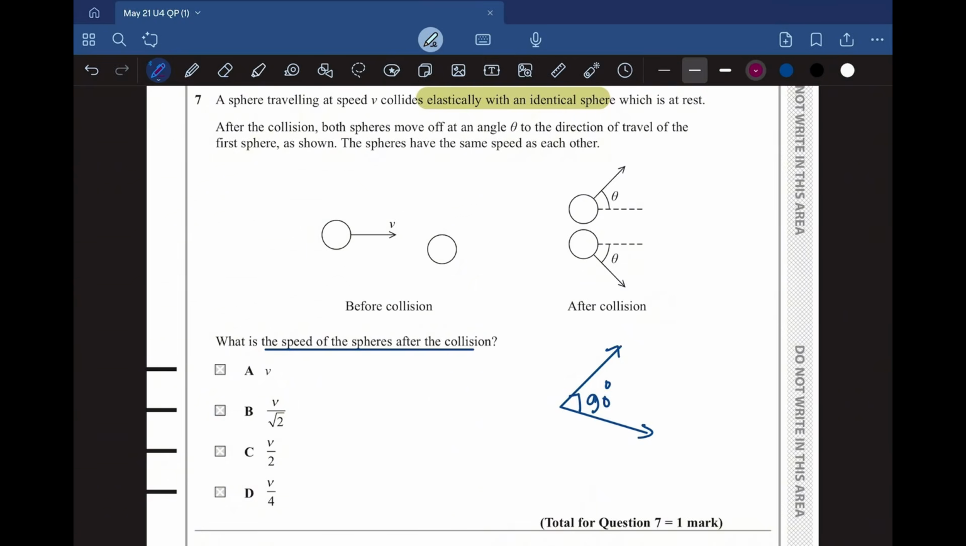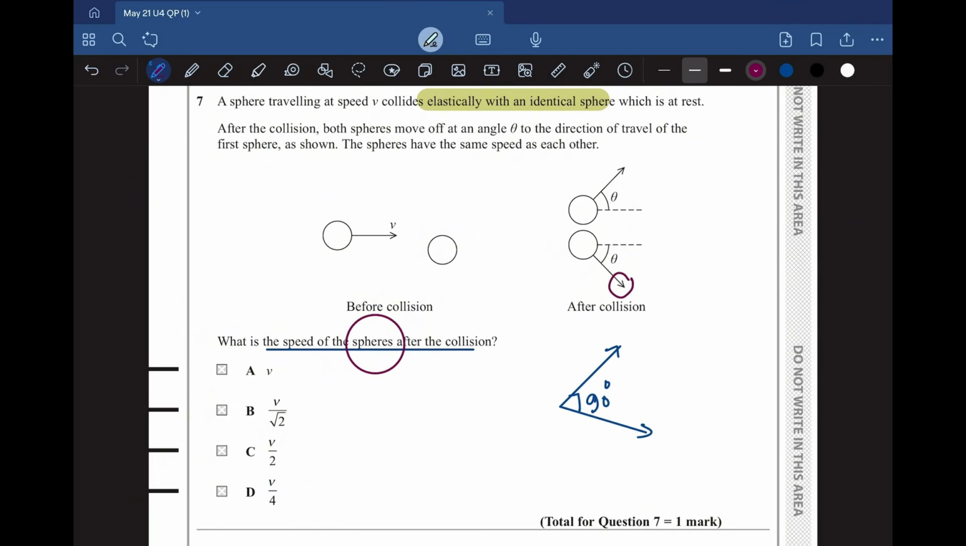Now, to answer this question, we'll have to figure out the speed of the spheres, or actually the speed of one sphere, let's say this sphere. To figure that out, we'll have to draw a vector triangle. Now let's draw the vector triangle for this one. It will be at an angle, and it will be upward, so it will be like this.